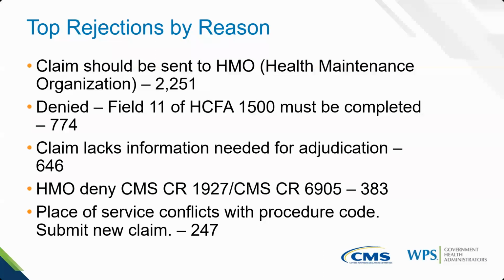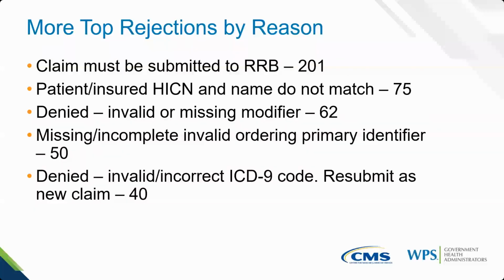The claim must be submitted to Railroad Board Medicare. This is similar to a beneficiary who has chosen Medicare Advantage, but the Railroad Board coverage is for those beneficiaries who work for the railroad. So their Medicare coverage or their Medicare claims are administered by the Railroad Board Medicare contractor, not by WPS-GHA. So 201 rejections.